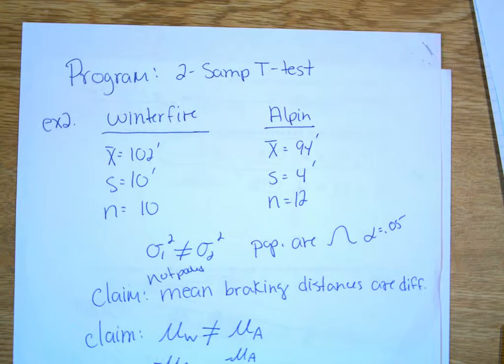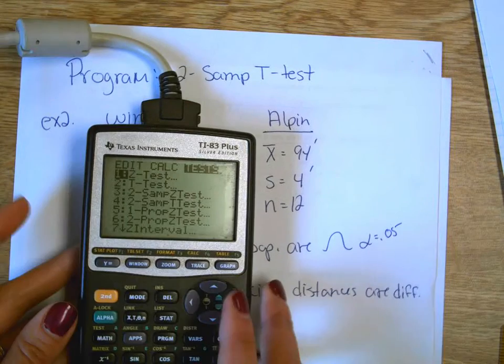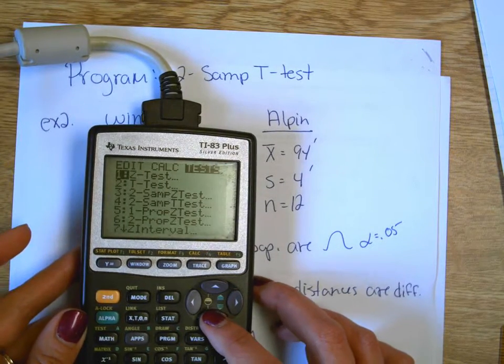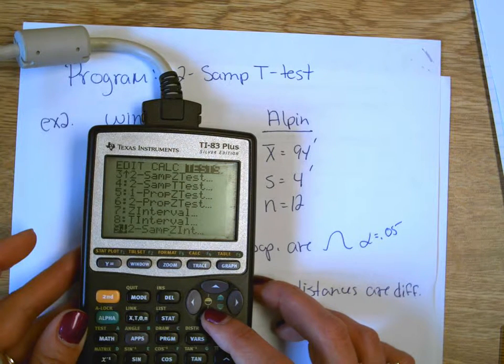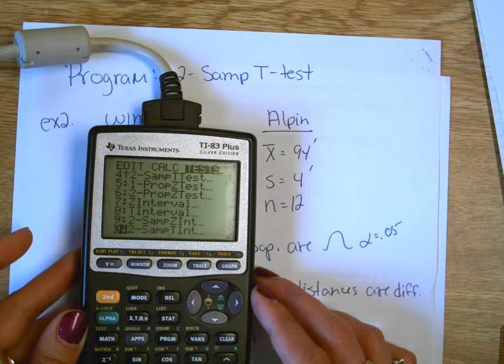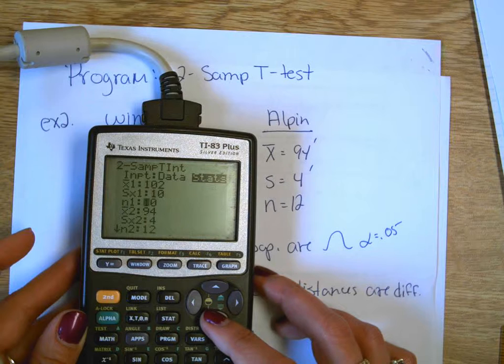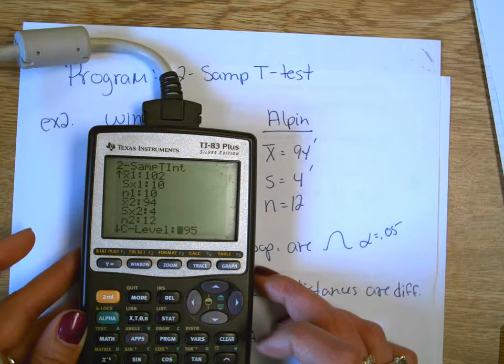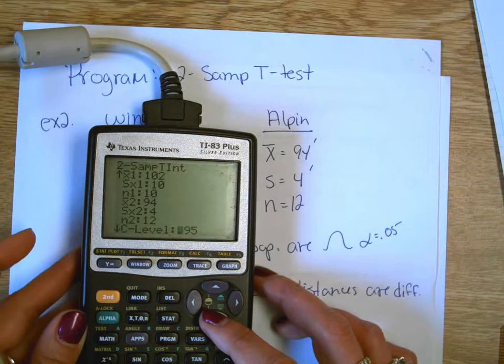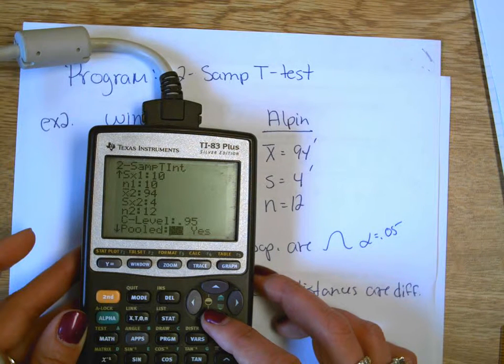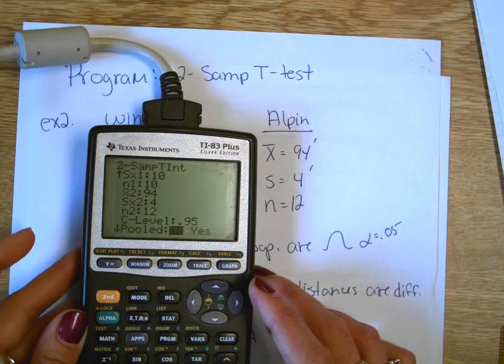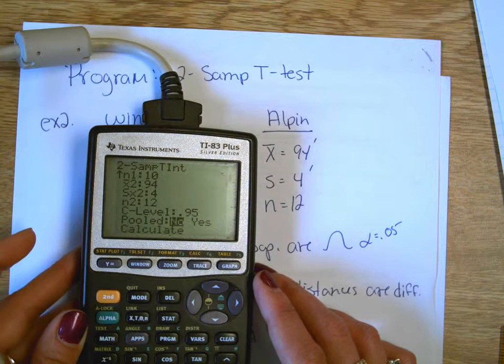So stat, over to tests, looking for 2SampTInt. There it is, down at number 10 on mine. And what's nice, all the data's still here. Transferred it into this program also. Confidence level, let's go with 95%. Were we pooled or not pooled? Not pooled? And then calculate.